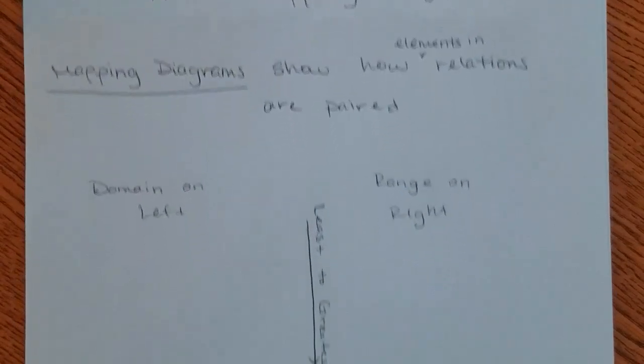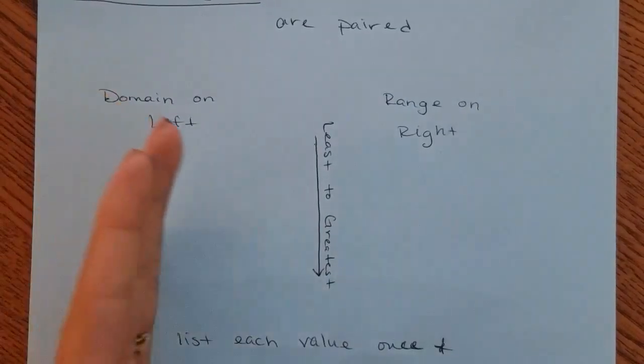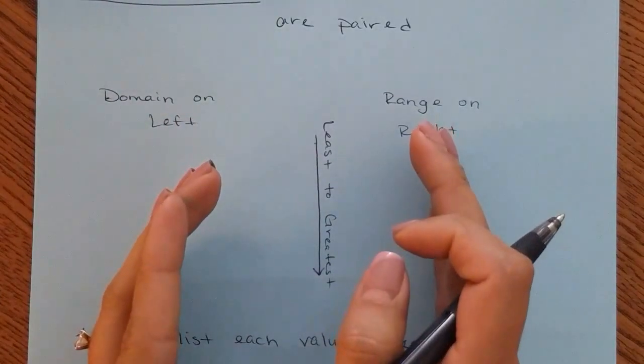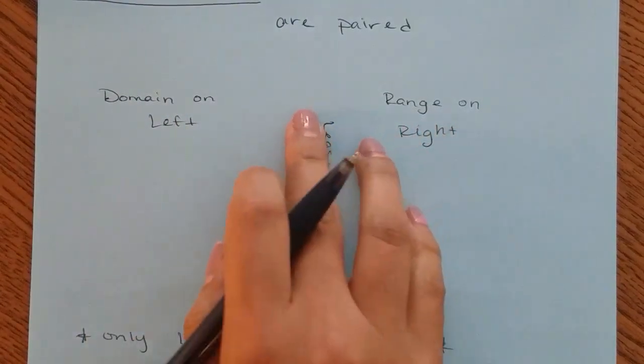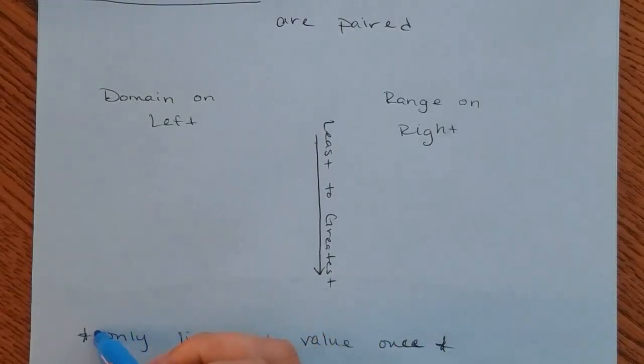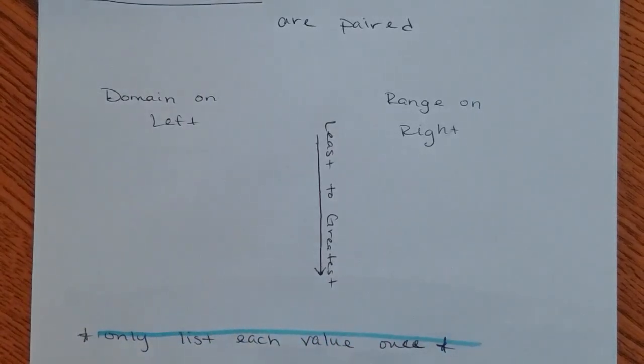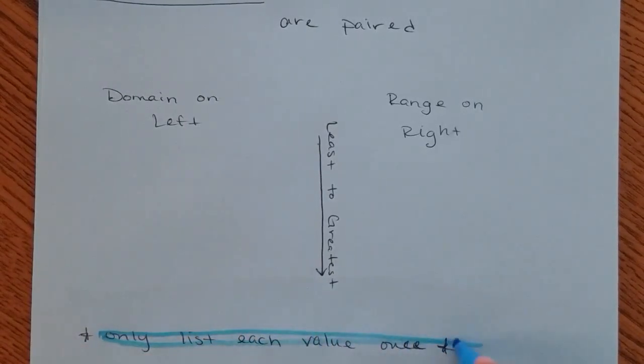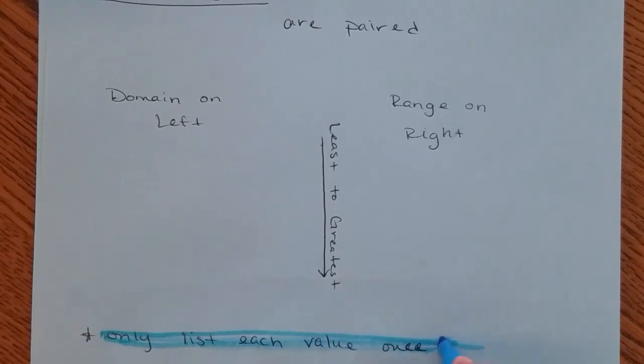So what you want to do is set them up this way. You always have your domain on your left and your range on your right, and you're going to order them from least to greatest, top to bottom. One of the important things you need to remember is that you only list each value one time. Okay, so make sure that you do that. Similar to what we were doing in the last video when you're writing your domain and range.